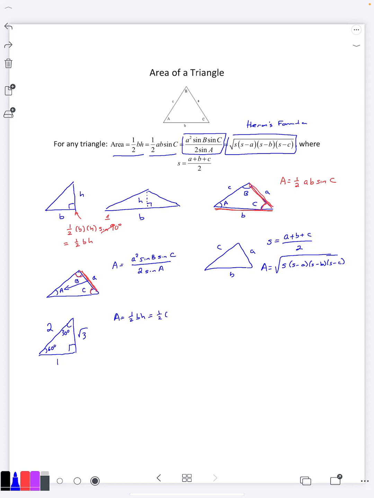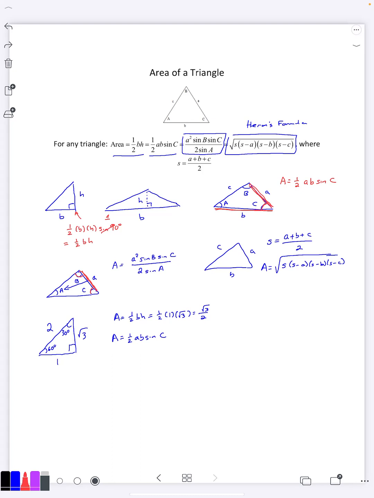We can do 1/2, the base is 1, the height is root 3. And we get an answer for this area to be square root 3 over 2. Now let's use the second formula. Let's use 1/2 AB sine C. Now we have to pick which 2 sides and which angle we're going to use.